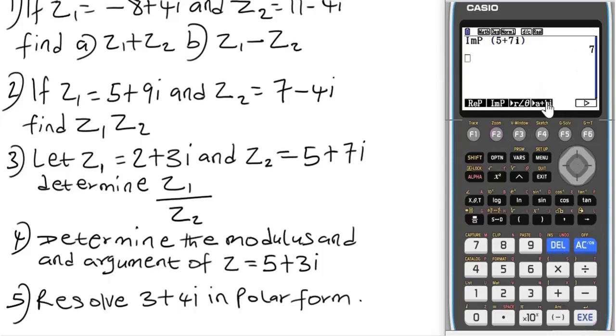Alright, so this is basically how you can solve problems involving complex numbers using the Casio fx-CG50 graphical scientific calculator in seconds for multiple choice questions.